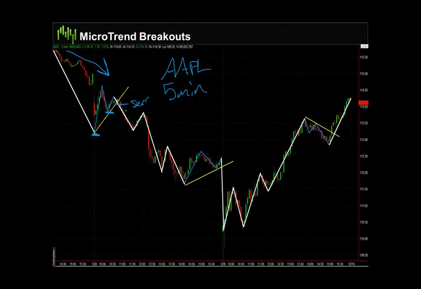Not a bad entry. Let's do another one. Count your price bars, by the way. 1, 2, 3. Within 15 minutes, you're already up from 14. You're up 50 cents within 15 minutes. Just about. Not bad.